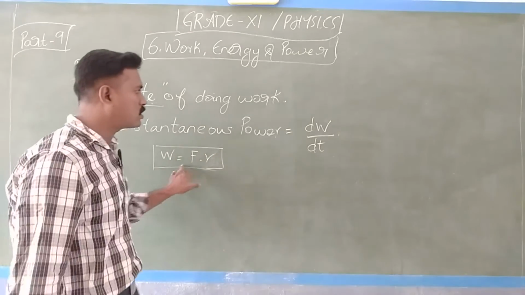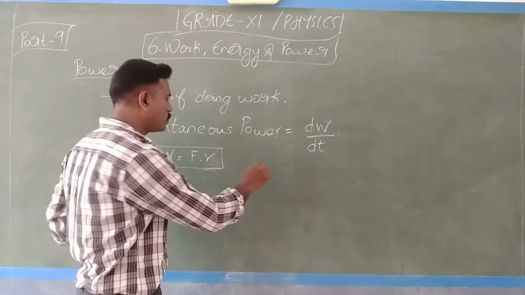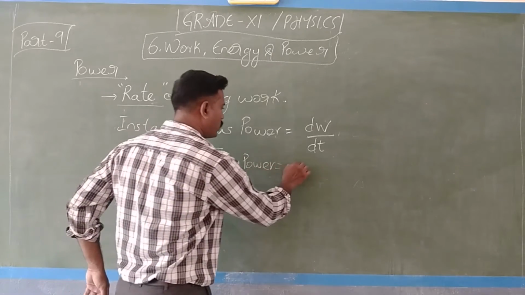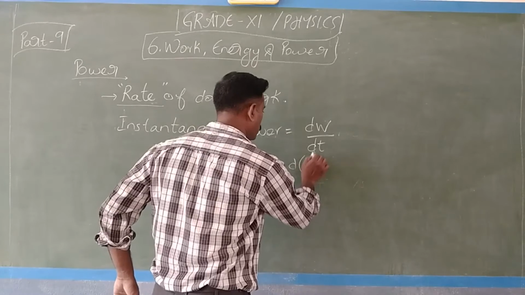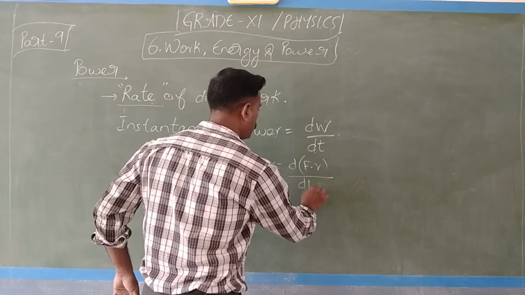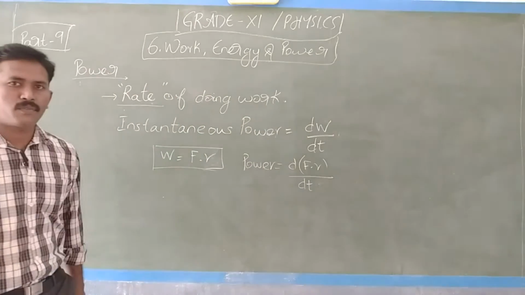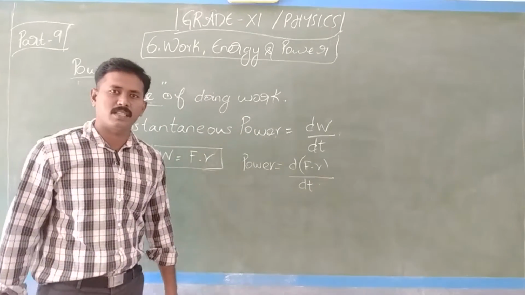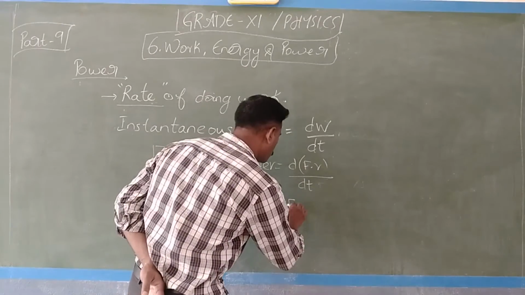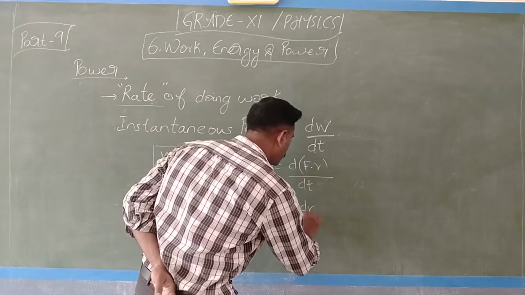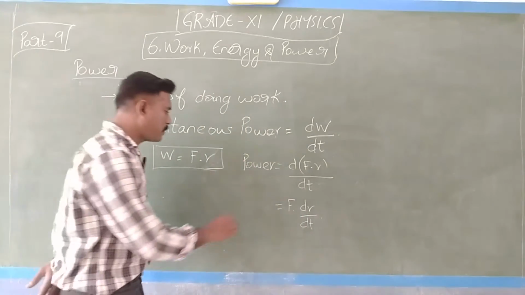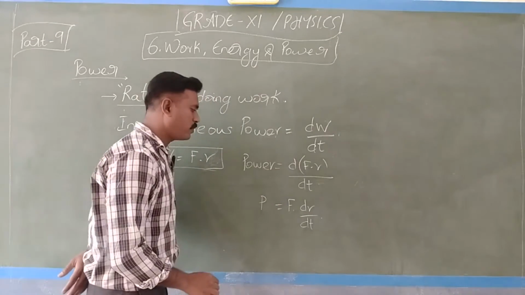So you substitute this here. Then what is power? Power is equal to d by dt of force into R. Here force is a common factor, R is changing, the displacement is changing. So I bring out the force into dr by dt. So the power P is equal to F into dr by dt.